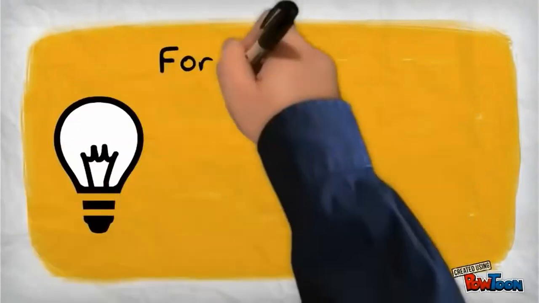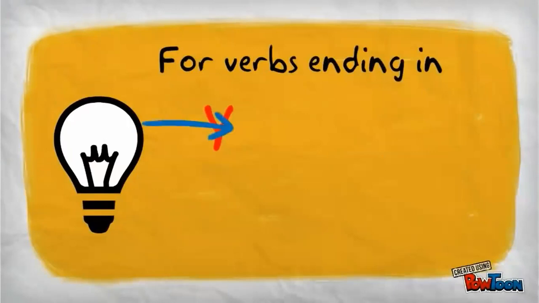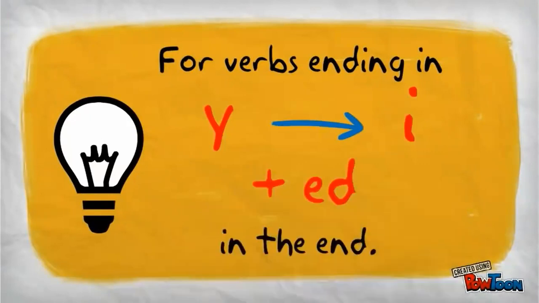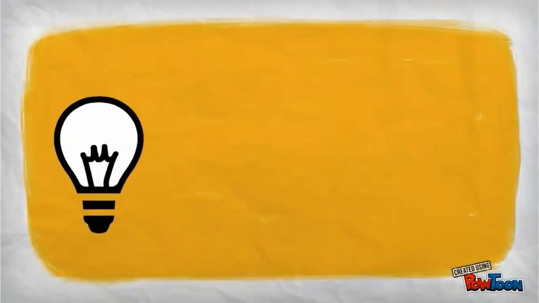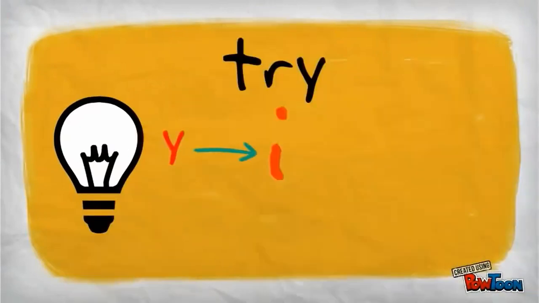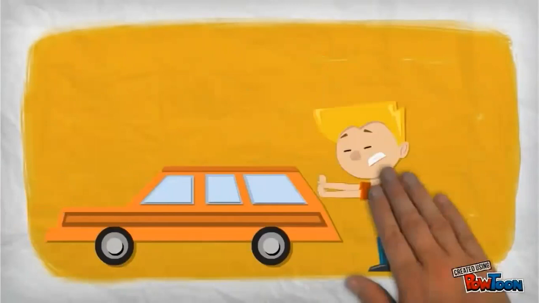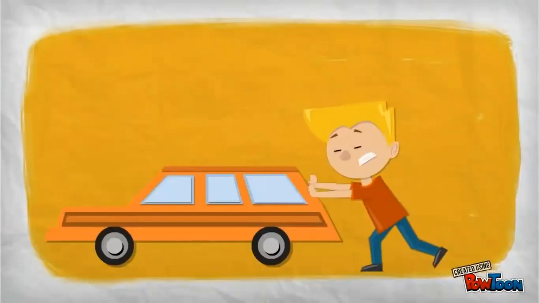For verbs ending in Y, first Y changes into I, and then we add ed at the end. For example, try, tried. He tried really hard.